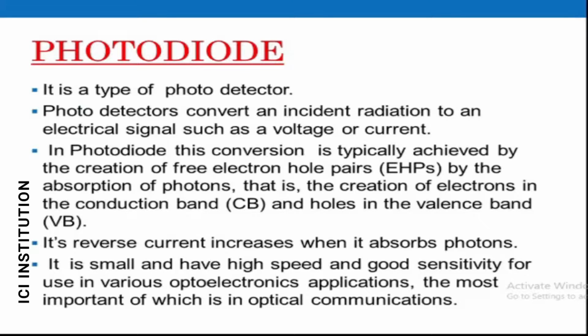Photodiode is a type of photodetector. Photodetector means that it converts an incident radiation to an electric signal such as voltage or current. In a photodiode, this conversion is typically achieved by the creation of free electron-hole pairs by the absorption of photons, that is, the creation of electrons in the conduction band and holes in the valence band. Its reverse current increases when it absorbs photons.